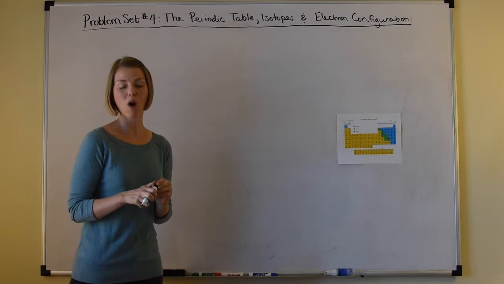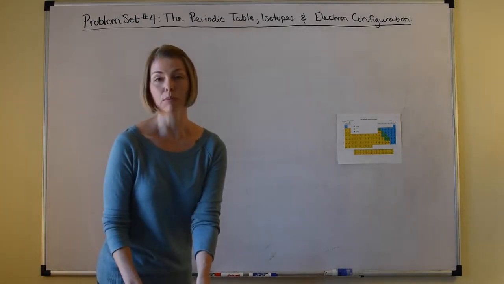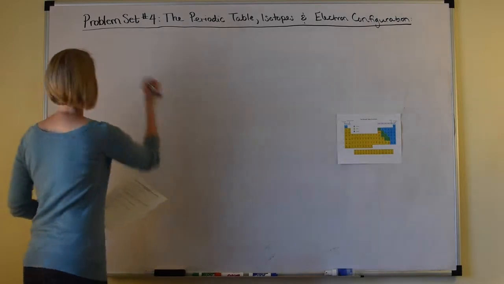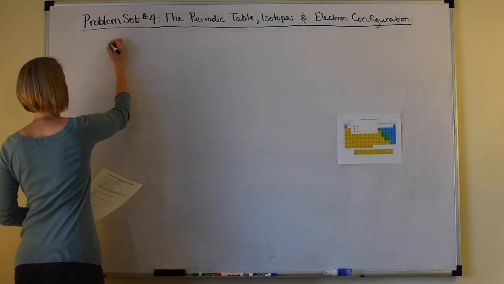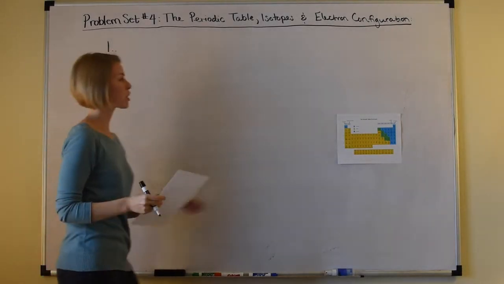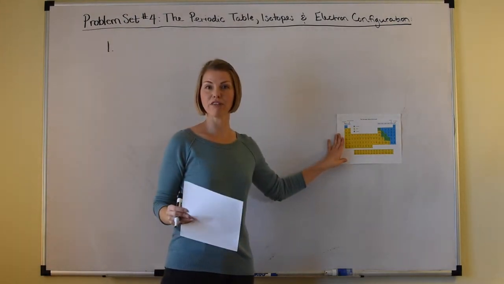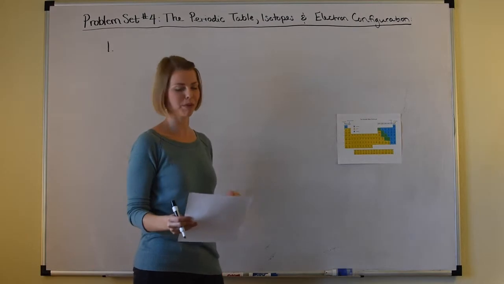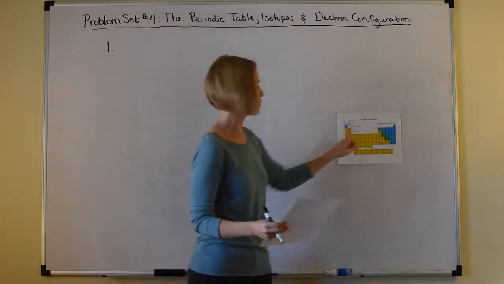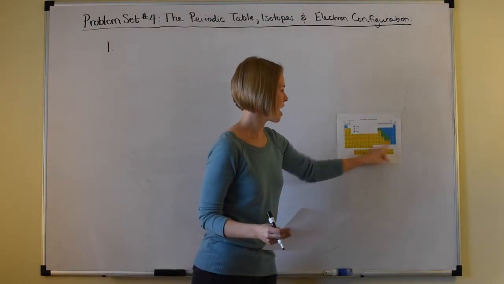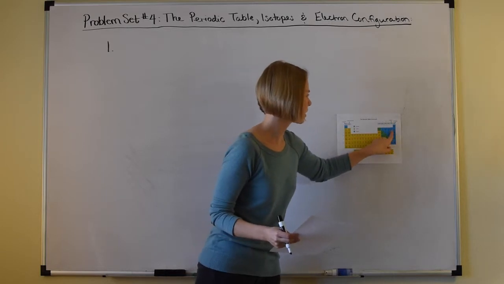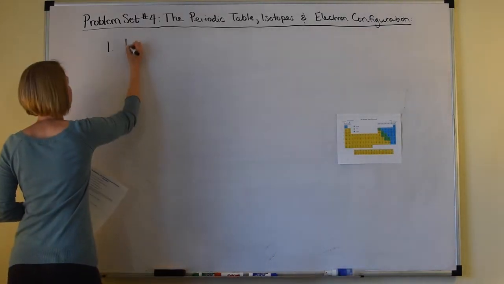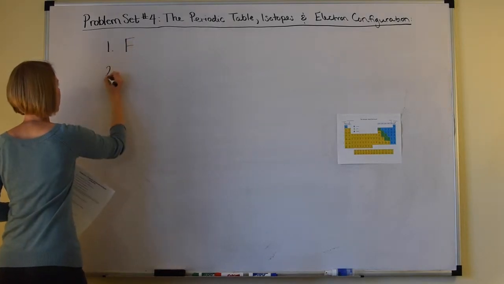All right, number 1. What element resides in group 7, period 2? Fortunately, I have my periodic table available here. You will definitely need a periodic table for this problem set. So we've got group 7 and period 2. Okay, so that is the element fluorine. I'm going to write the symbol here, F.